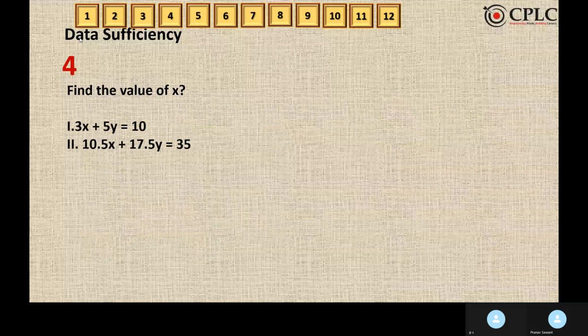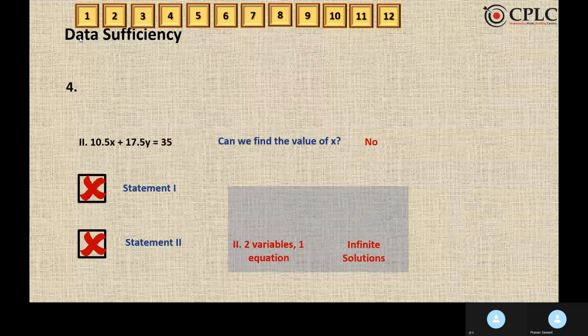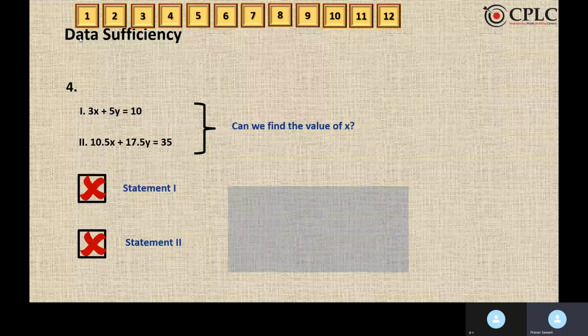Moving to the next question, find the value of x. There are two linear equations given to us. Now, in the case of linear equations, we cannot use individual statements to find the value, because there can be many values of x and y that would satisfy the equation. So let's not waste our time finding the individual options. Let's combine both the equations and solve them simultaneously. Obviously, solving them simultaneously will give us the answer.